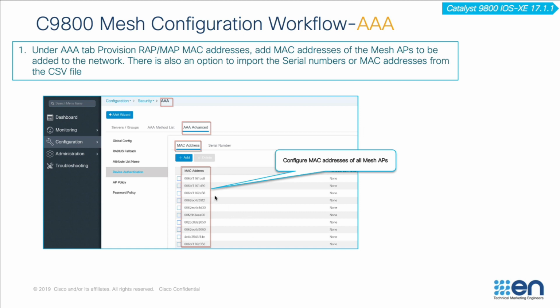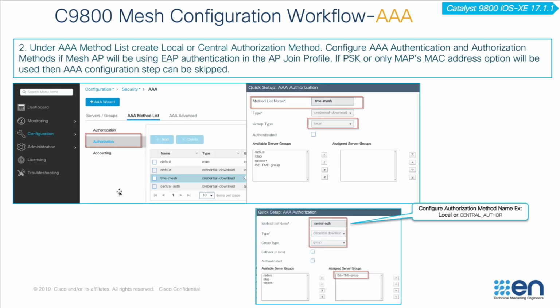So as you can see in this screenshot, we are adding a bunch of MAC addresses to the wireless controller. These MAC addresses are of the mesh APs that will be provisioned on this controller. You can also add them in the form of serial numbers. Or if you have many mesh APs that you want to add, you can create a CSV file and add them this way.